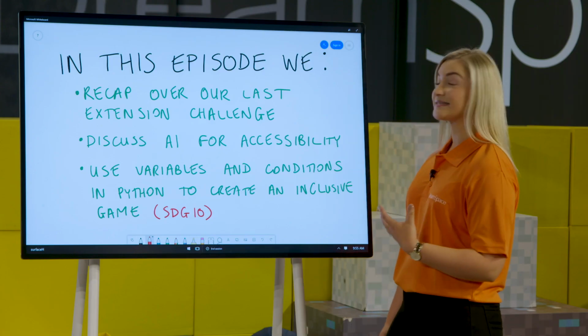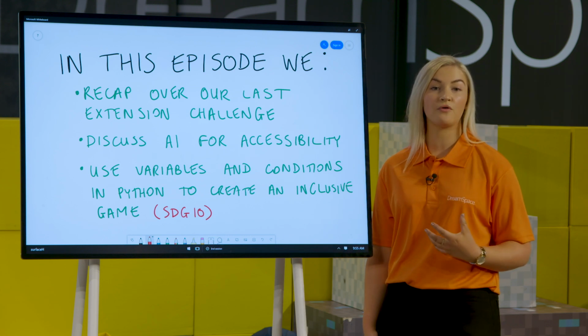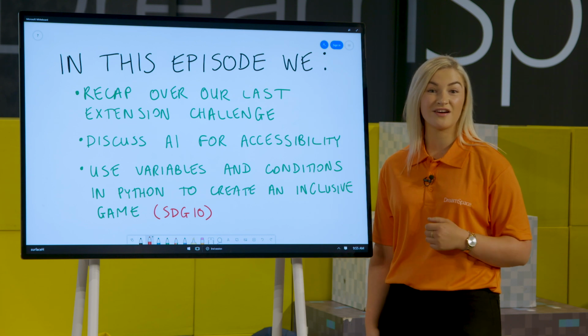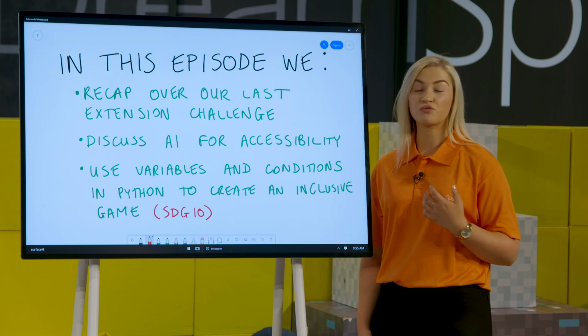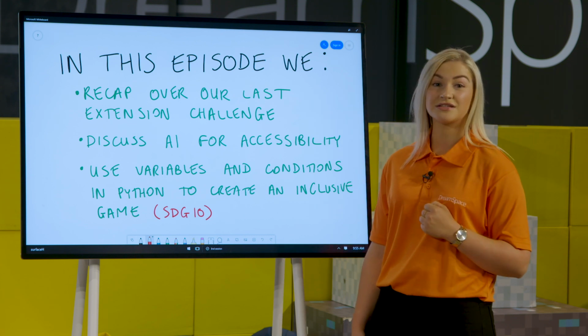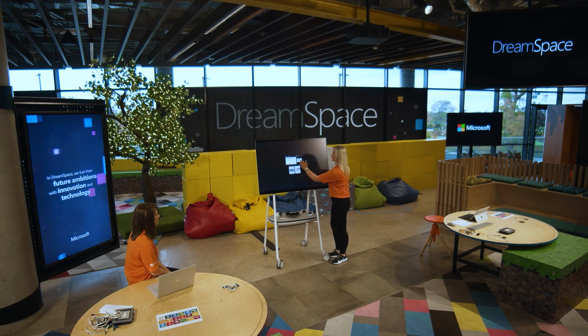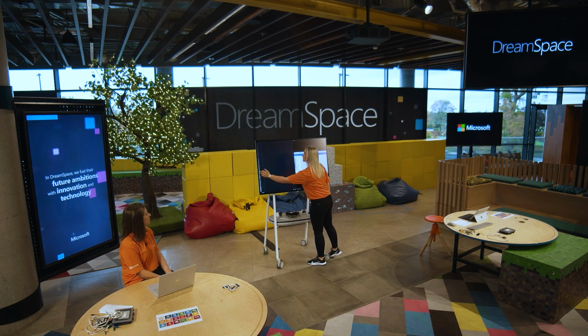Yeah, so in today's episode, we're going to recap over the extension challenge in the last episode. We're going to discuss AI for accessibility, and we're also going to create, using variables and conditions, our own inclusive game. So Amanda, we might go through the solution for the last episode's challenge.